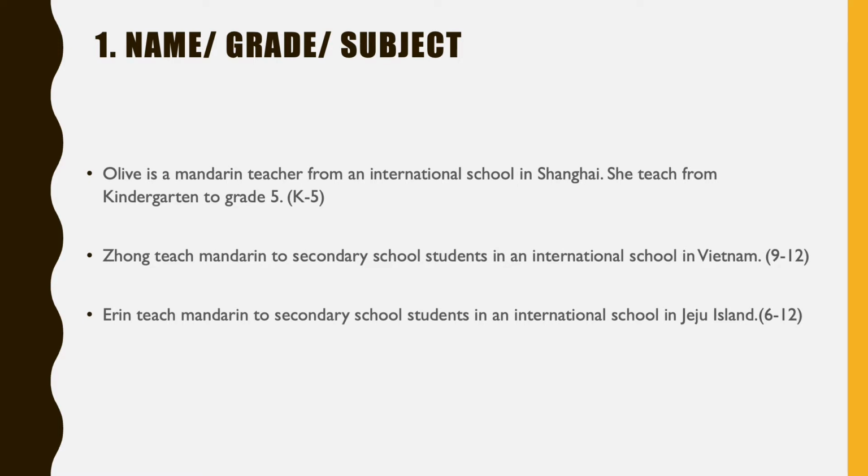Question 1 is about the teachers' background. The 3 teachers teach Mandarin in China, Vietnam, and South Korea. Olive teaches near native level students in primary school. Both Jung and Aaron teach Chinese as a foreign language in secondary school. All of them work in international schools. They teach students at different levels, which means they use different technology in the classroom.